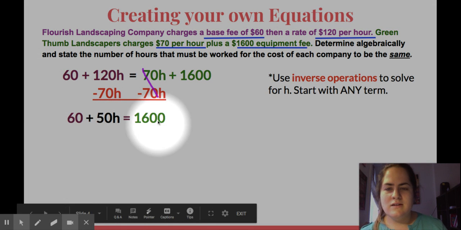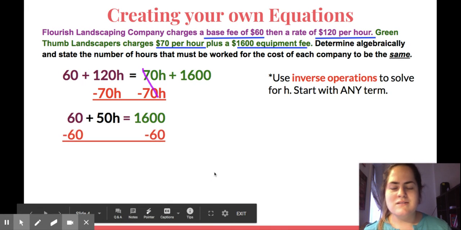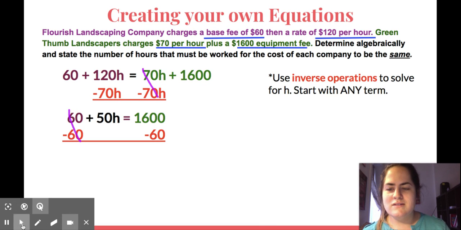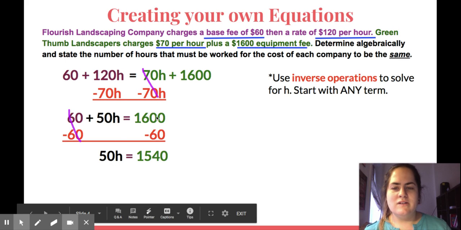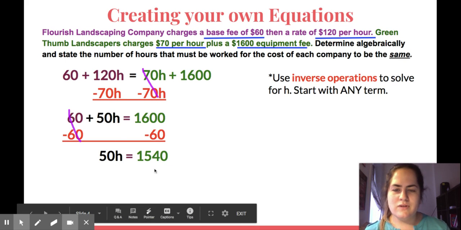That's a constant. I'm going to bring it over here. The opposite of positive 60 is negative 60. Both sides cancel out your opposites. Okay, bring down. 50h I didn't touch. It comes down. 1600 minus 60 is 1540.